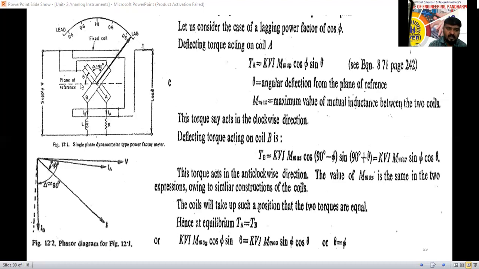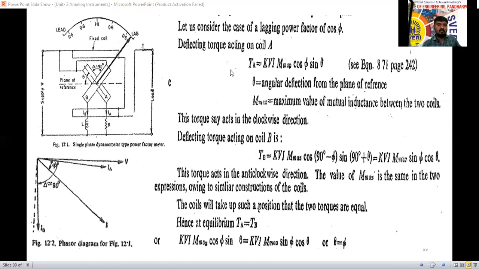From the reference plane, coil A is deflected by theta degrees, so sine theta we have used. From the phasor diagram, the angle between IA and I is phi, so cos phi we have used. Other things we have as they are here.